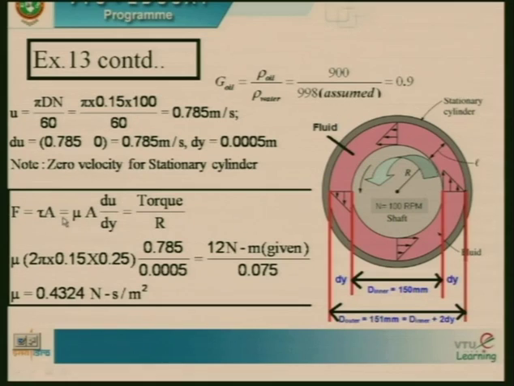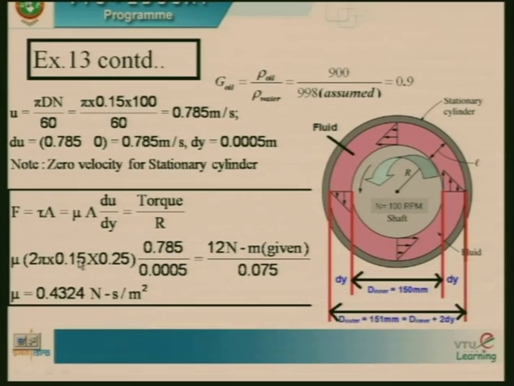Correct? We have to tune the given data to Newton's law of viscosity, which relates shear stress or shear force with the velocity variation. So, we say F is equal to shear stress into area, which is mu into A into du by dy, is equal to torque by R. Now, for the area, 2 pi r is the circumference and L is the height. So, 2 pi r into L.